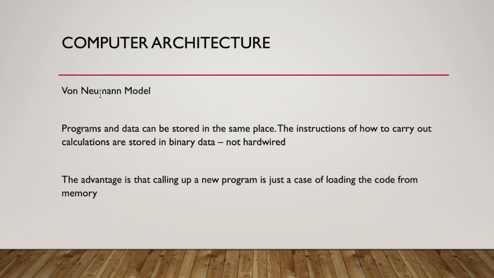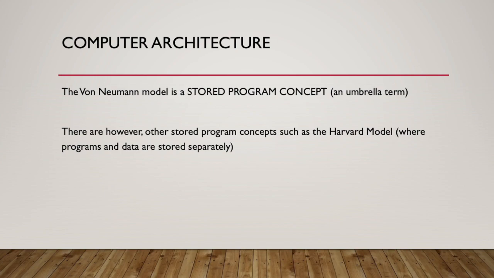Because what they used to have to do is rewire these huge machines if you wanted to change what calculations it does. The stored program concept says we don't need to do that. We can store the actual program itself in memory. Okay? So this is the stored program concept. It's kind of an umbrella term. There are other stored program concepts, such as the Harvard model, where programs and data are stored separately. So the von Neumann model isn't the only stored program concept, but it's one of them, and it's the one you need to know about.